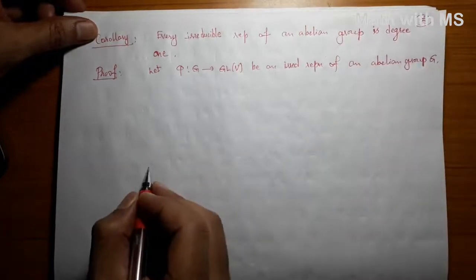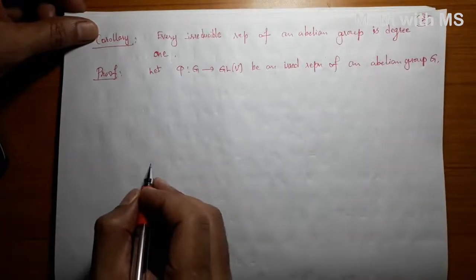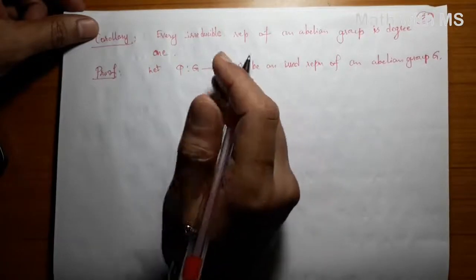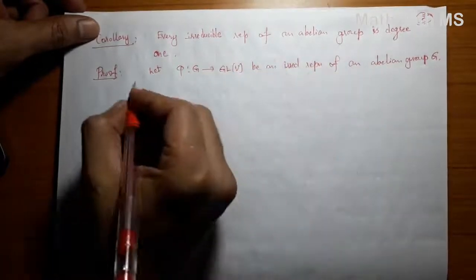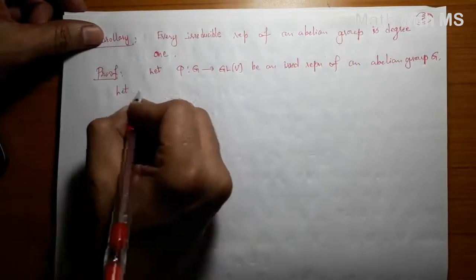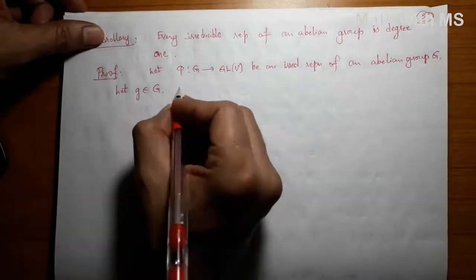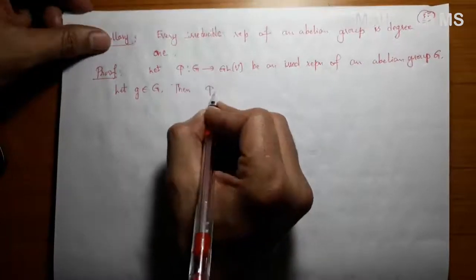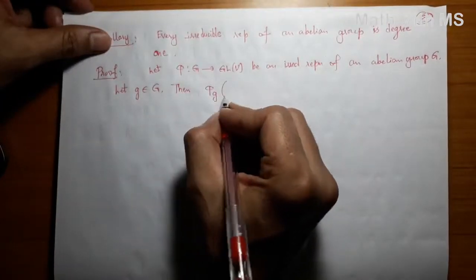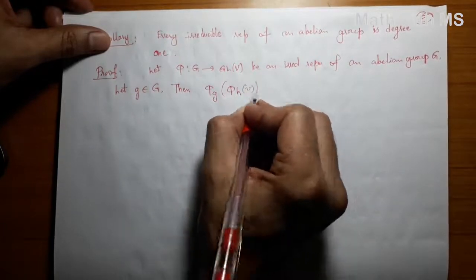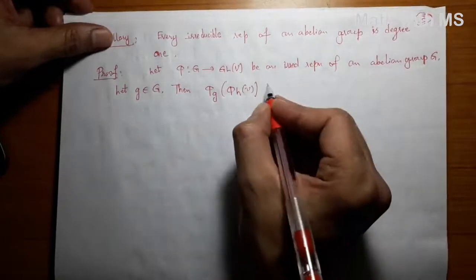Abelian group G. I will show that then V has to be a one dimensional vector space, or the representation is of degree 1. All right, so let us take a group element. Let g belong to G be an element. Then phi g acting on phi h acting on v, where h is another group element.